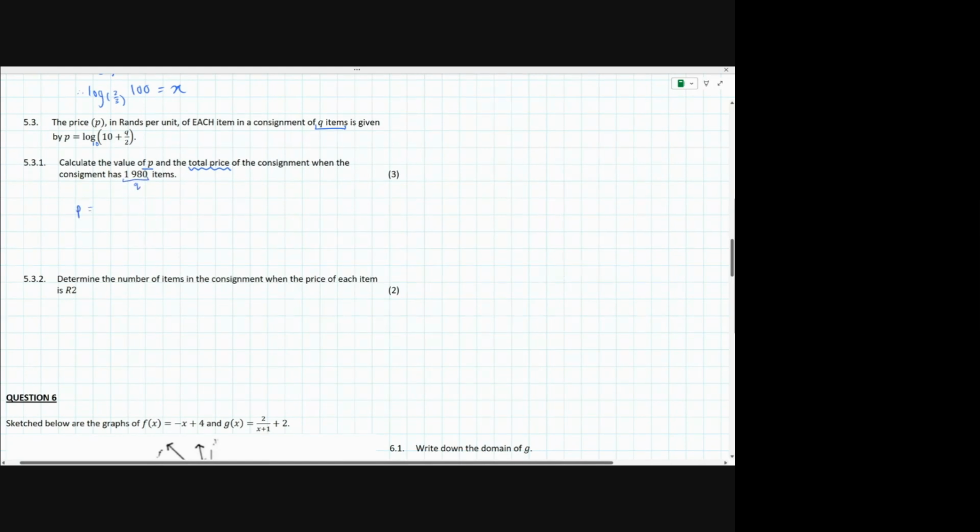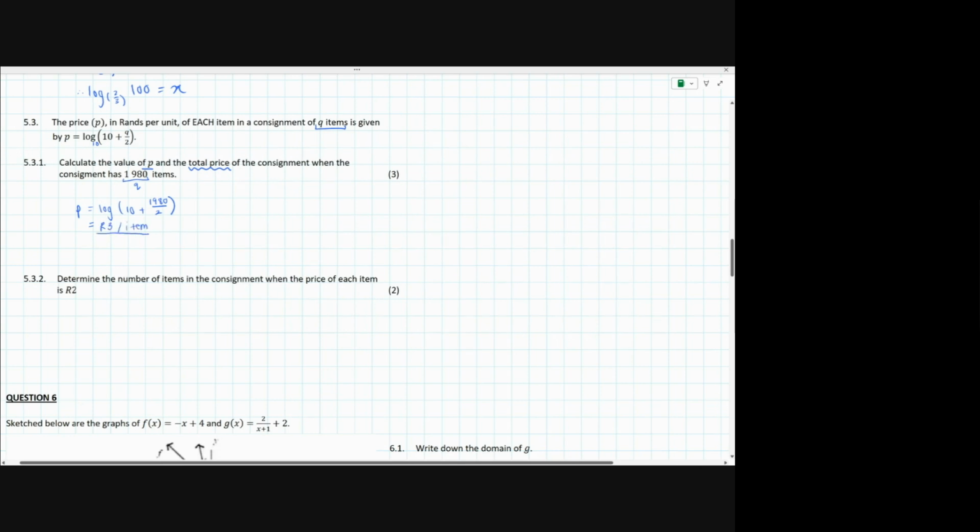So P equals log of 10 plus 1,980 over 2. And you just type that into your calculator. Your calculator does have just a log button without a base placeholder, and that automatically assumes a log with a base of 10. Obviously, you can use the one where it comes up with a little square in the base and you just type in 10. It doesn't really matter. Either way, your calculator does allow you to work with base 10 without needing to type it in. You get that P, which is your rands per unit, is 3 rand per item.